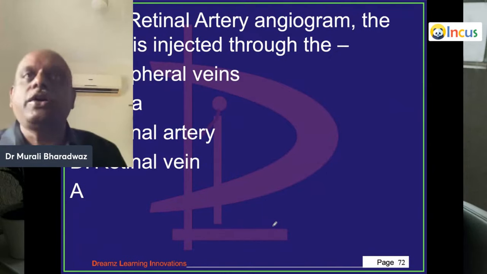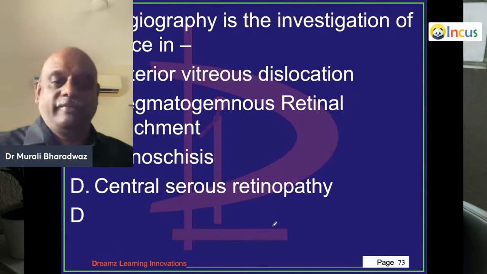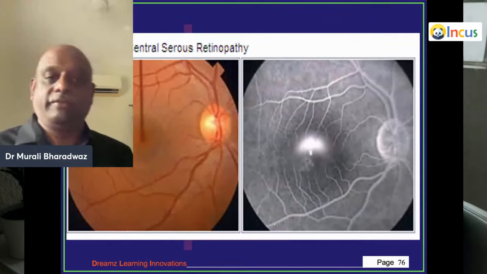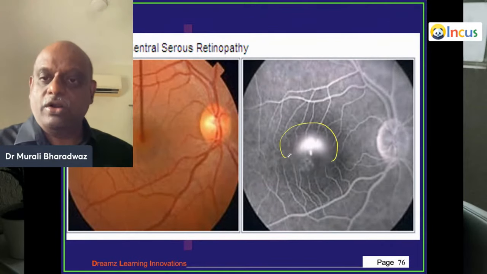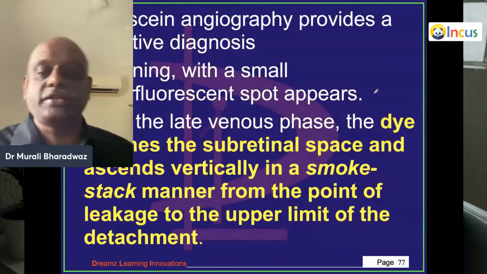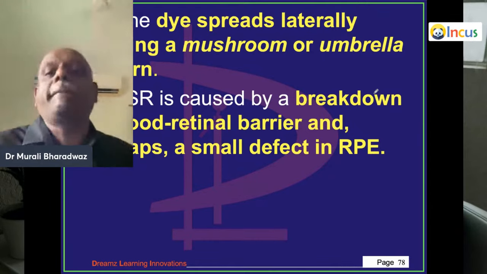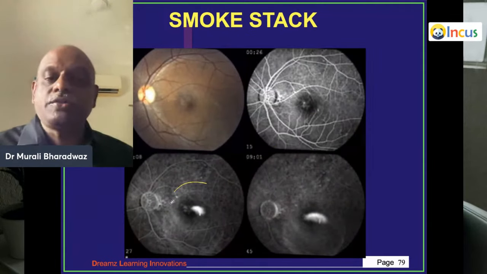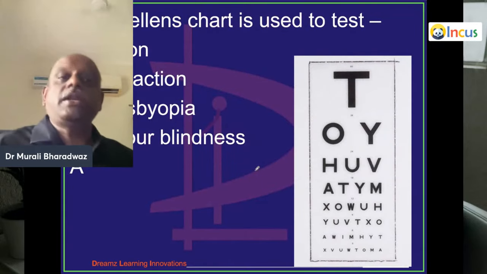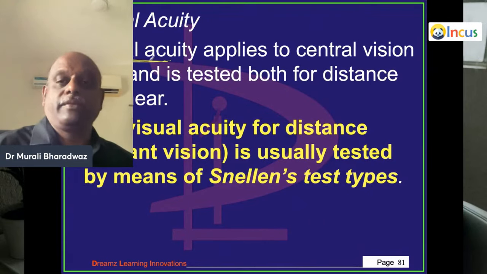In retinal angiogram, where will you inject the dye? Into the peripheral vein. Angiography. In central serous retinopathy, we do angiography. This is called smokestack appearance in central serous retinopathy. The dye spreads laterally, forming a mushroom or umbrella pattern. It's called smokestack appearance.